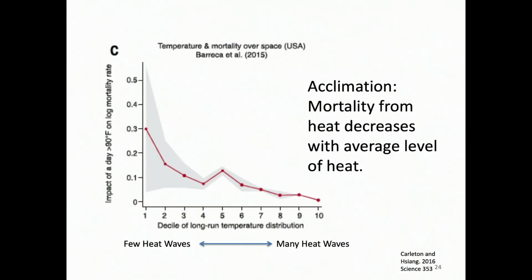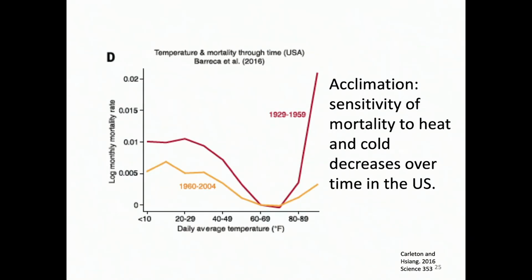This is acclimation. Mortality from heat decreases with average level of heat. So this is the impact of a day greater than 90 degrees Fahrenheit on mortality rate, from the coldest 10% to the hottest 10%, right? So few heat waves down here, many heat waves up here. Point is, if you're in a place with few heat waves and there's a heat wave, it kills people. And if there's a heat wave in a place with lots of heat waves, it doesn't kill people because society is adapted to deal with it. So this may not sound like it's, also, yeah, we get better at things.